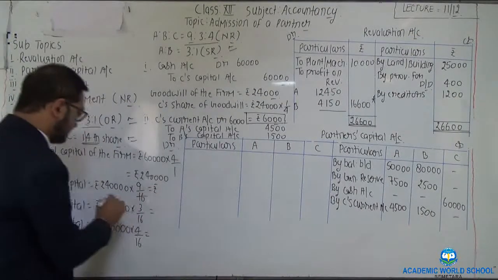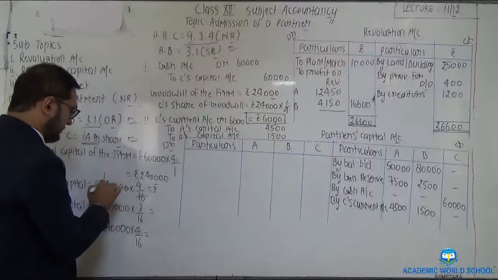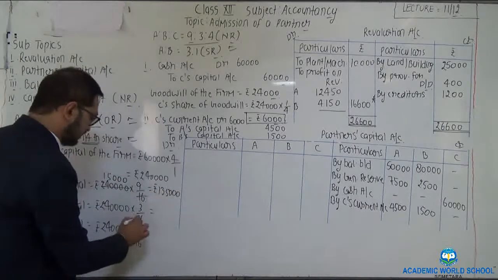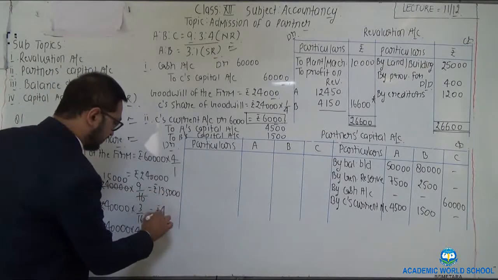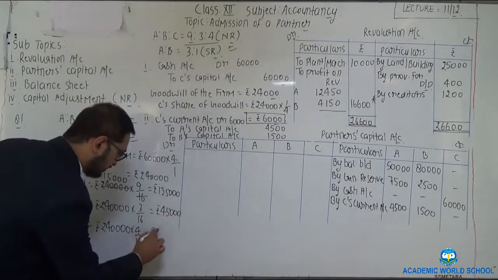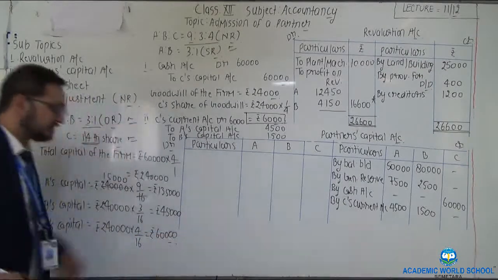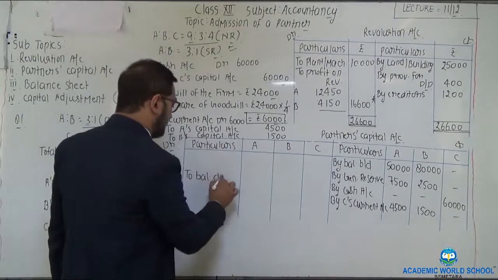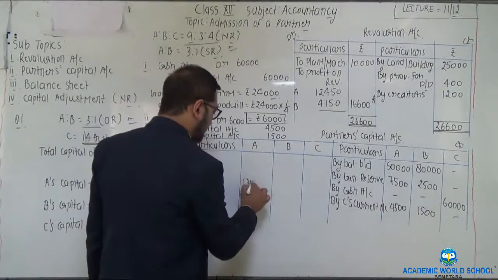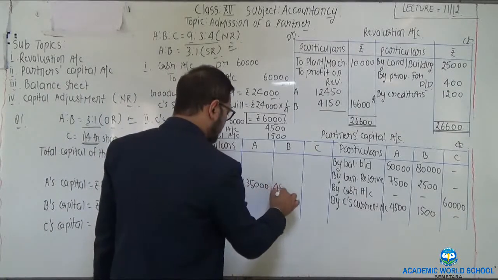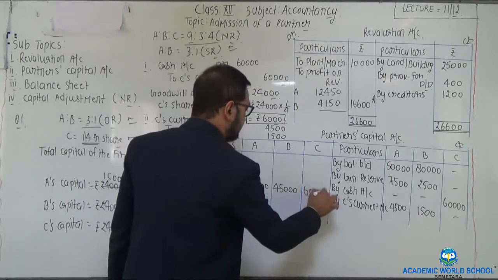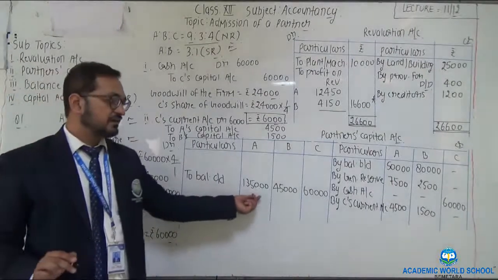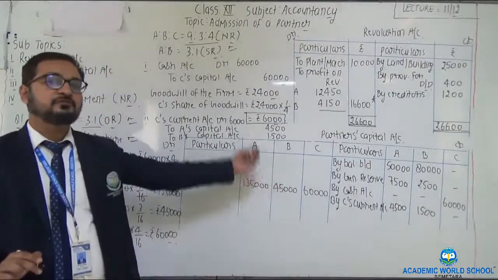So 15,000 multiplied by 9 gives you 1,35,000. 15,000 times 3 is 45,000, and C's capital is given in the question, that is 60,000. These would be considered as their respective closing capitals: 1,35,000, 45,000, 60,000. Clear, class? These would be considered as their closing capital after the admission of C.